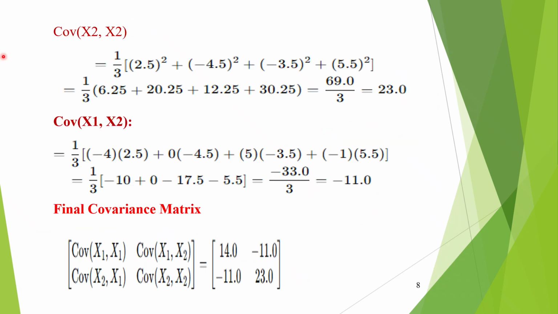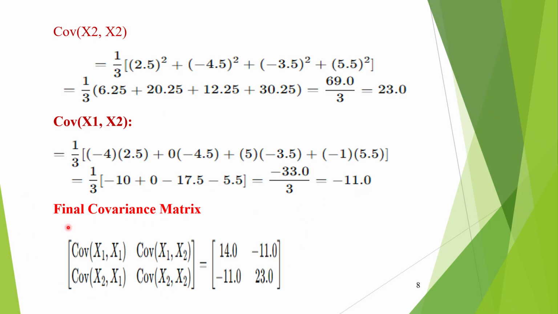Similarly, we'll find out covariance x2 comma x2 and covariance x1 comma x2. In the case of covariance x1 comma x2, we have to find the first x1 minus mean, whole into x2 minus mean of x2. Like this, we have to find the products and find the sum of all the products divided by 3, that is equal to minus 11.0.